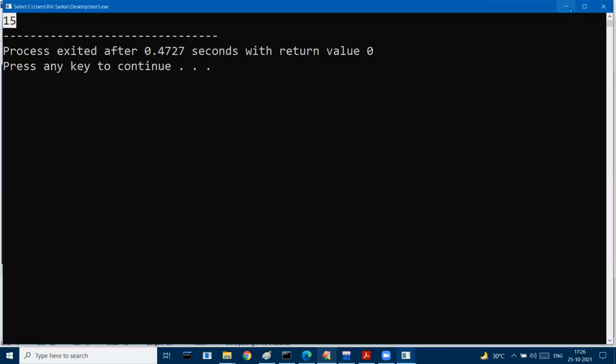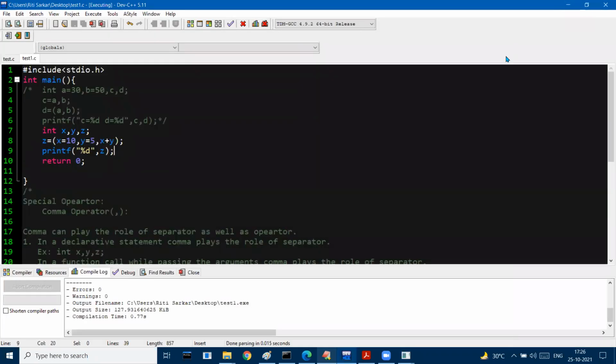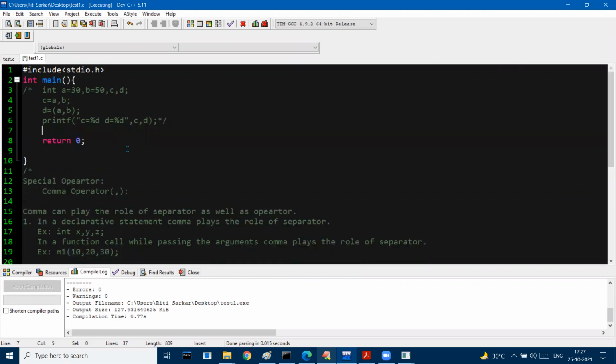Perfectly coming. I hope everyone understood how the comma operator works. So comma can play the role of operator, and comma can play the role of separator. You have to understand where comma can play the role of operator and where comma can play the role of separator. Now let us come back to our original example here.